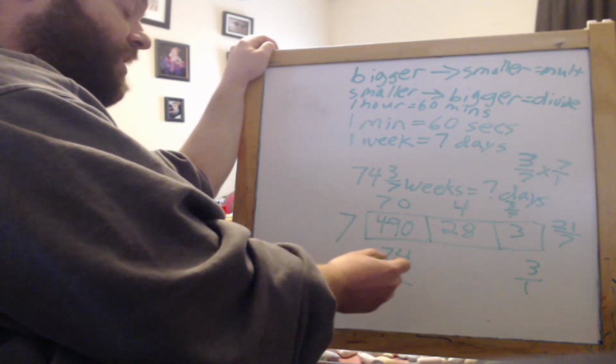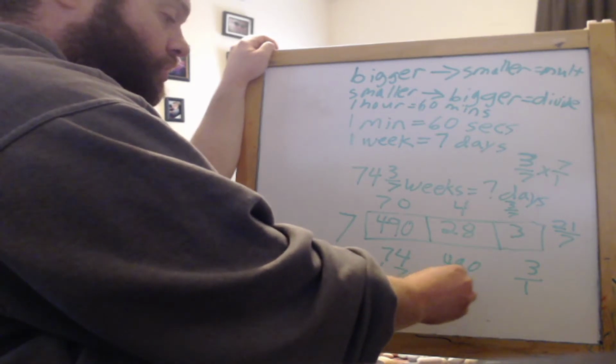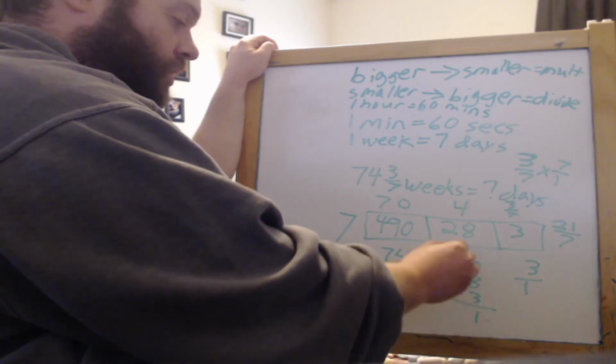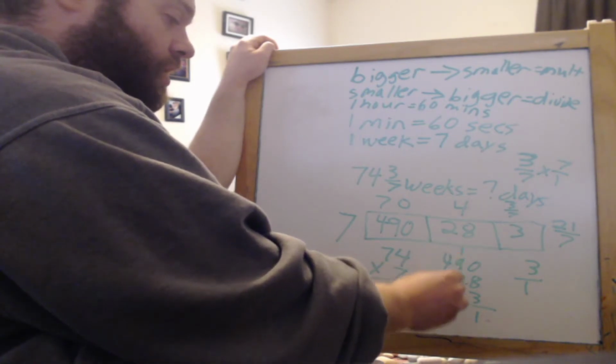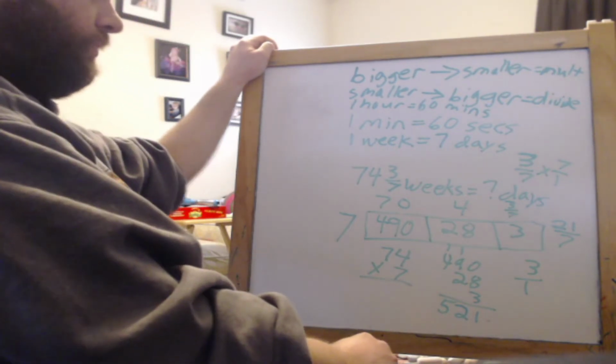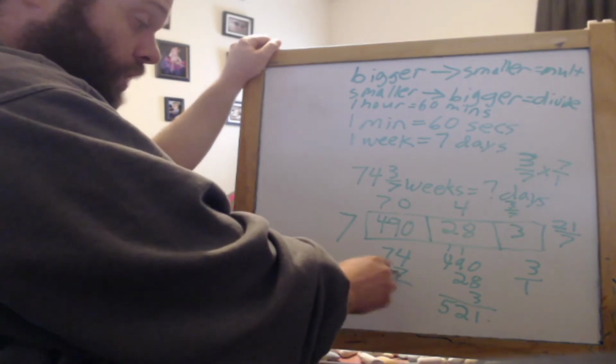So we can add these up. So 490 plus 28 plus 3. So that would be 11. Carry the 1. 10, 12. So it's 521. Let's just double check this way.